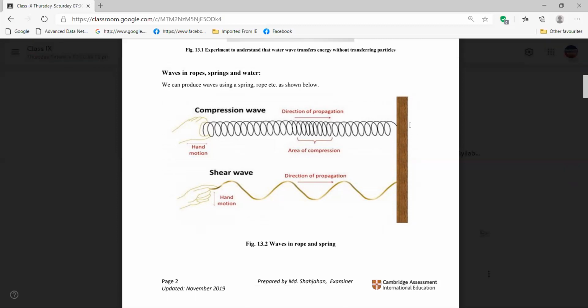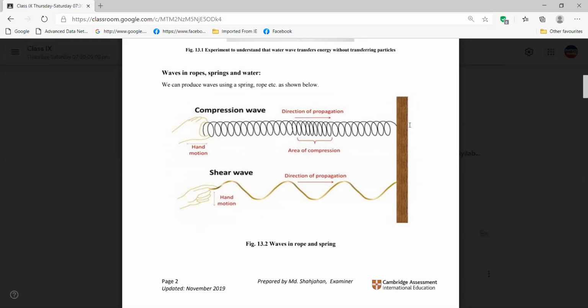Is it clear? Yes, sir. The energy transfer. They are saying propagation of energy. Direction of energy transfer is right side.